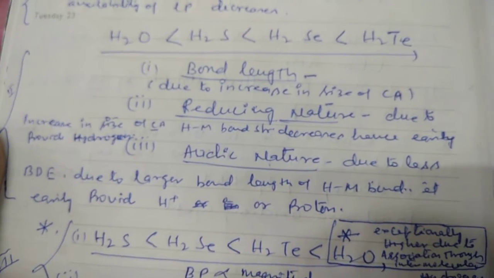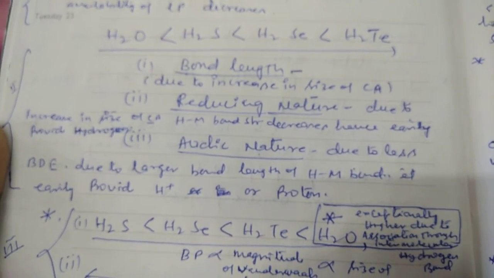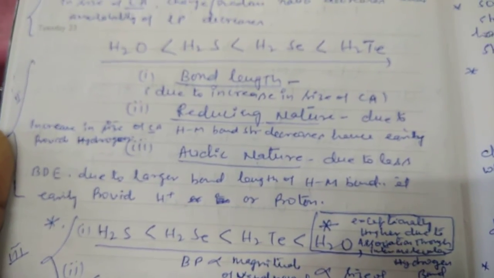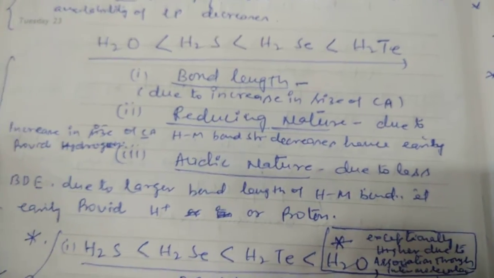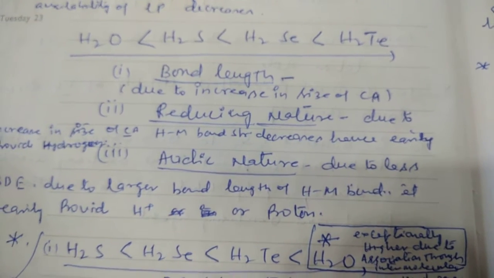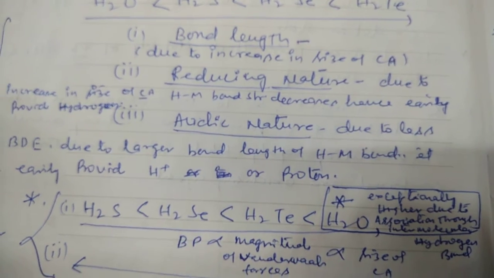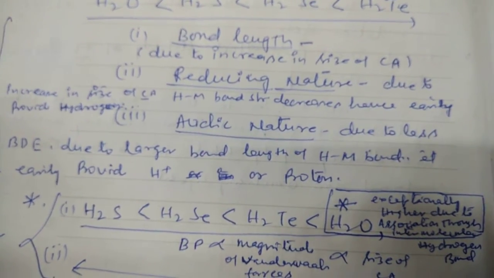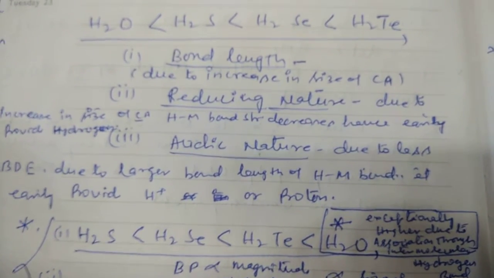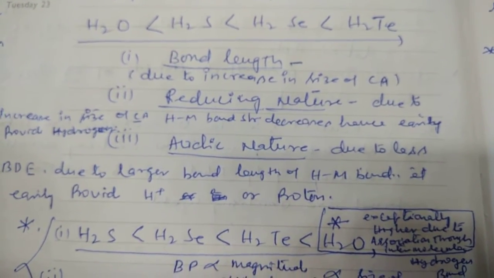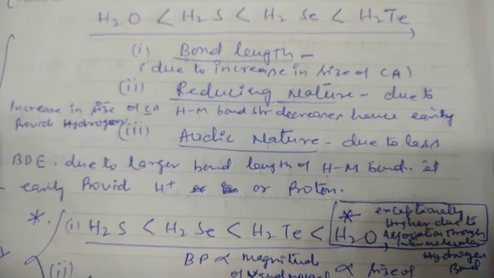Next one, the reducing nature. Again, this reasoning is linked with the previous one. As we are moving down the group, bond length increases, hence H-M bond strength decreases and it can easily be dissociated to provide hydrogen. Class, all those who provide hydrogen are reducing agents. Those who provide hydrogen easily are strong reducing agents. So H2Te is the strongest in reducing nature, since it provides hydrogen very easily due to the weak H-Te bond, while water is weakest in reducing action.